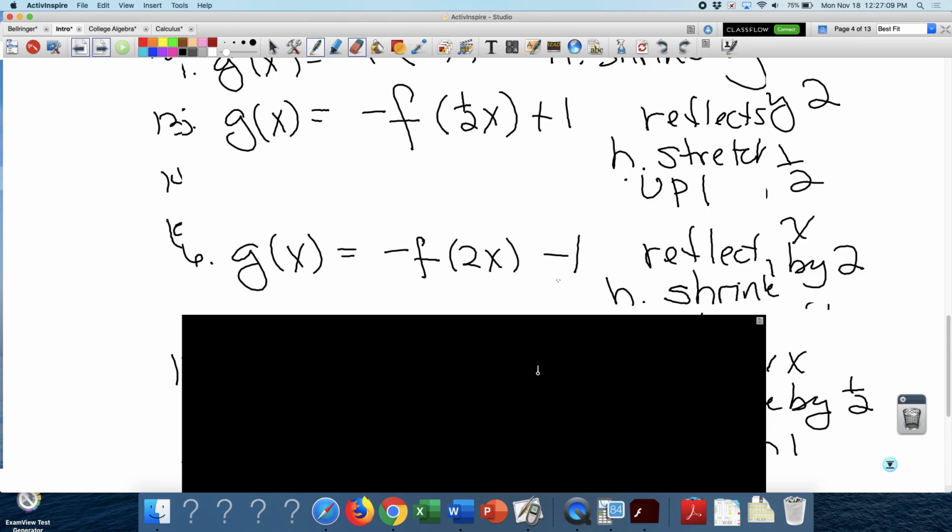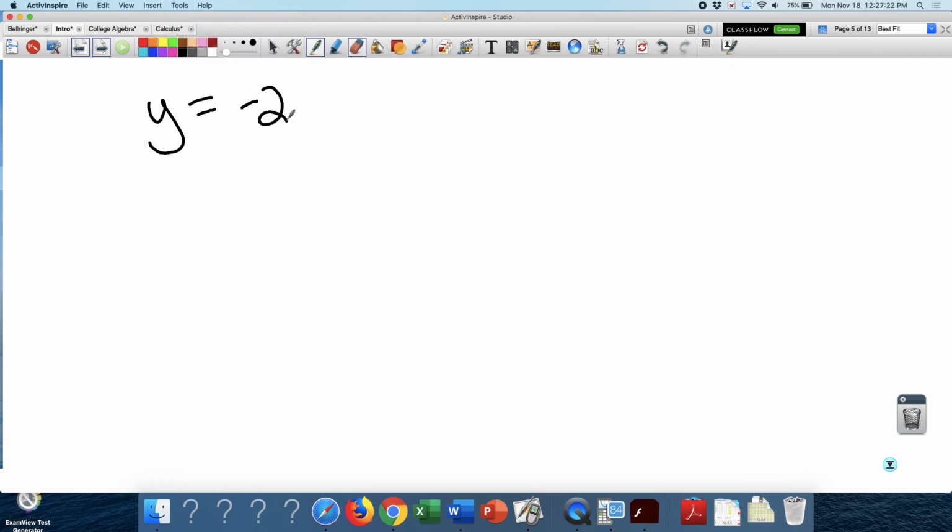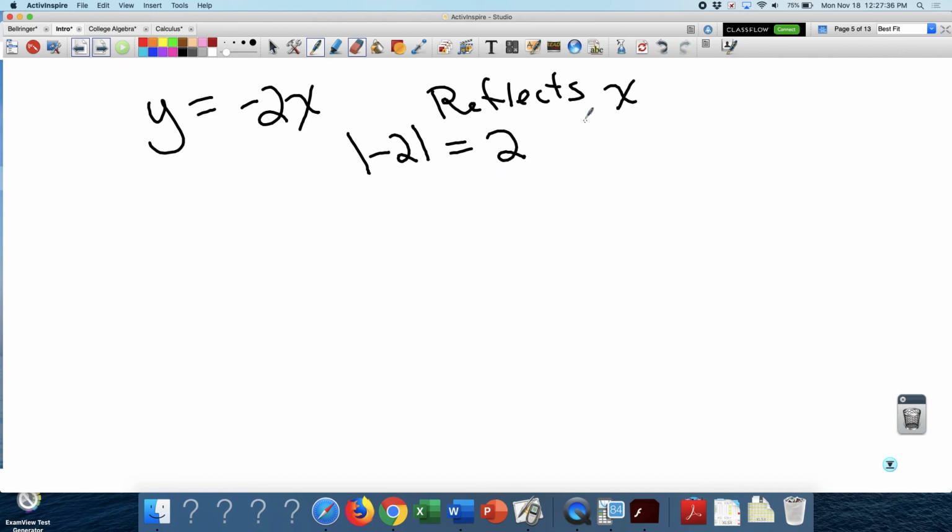So the numbers on the outside don't change. Let me show you. In this case, that's all A. So it reflects the X. The absolute value is 2, so it's a vertical stretch by 2. Then it would be up or down.